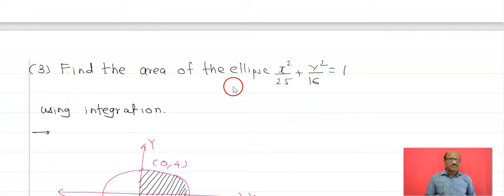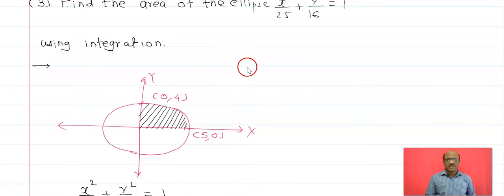Find the area of the ellipse x square upon 25 plus y square upon 16 equals 1. Before that, we also calculate the area of the ellipse as pi AB. The value of a is 5, the value of b is 4, and 5 into 4 is 20 pi. So pi AB, we can find it.